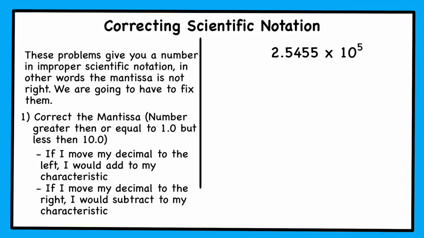For the sake of working another type of problem, let's say I have 0.023 times 10 to the fourth power. I would move my decimal place 2 places to the right to make it 2.3, and I would subtract 2 from my power. This would give me 2.3 times 10 to the second power. Okay, that should be enough with scientific notation.